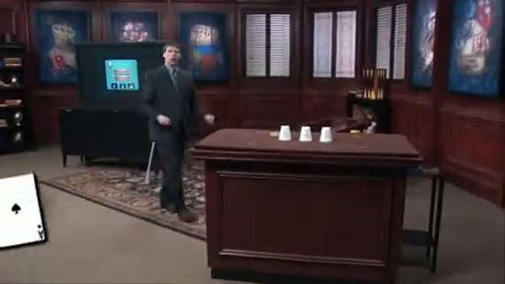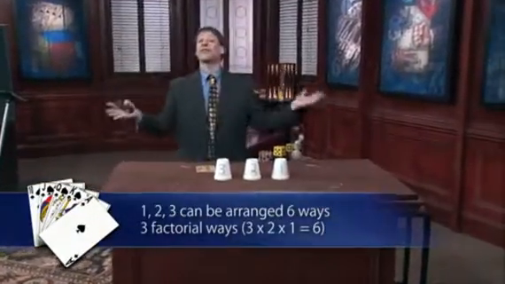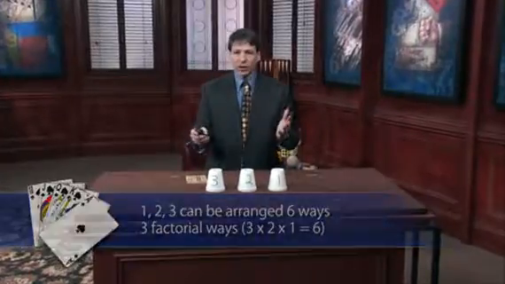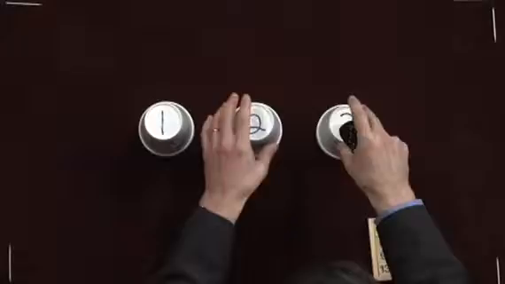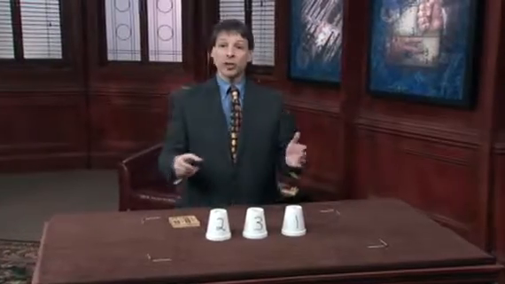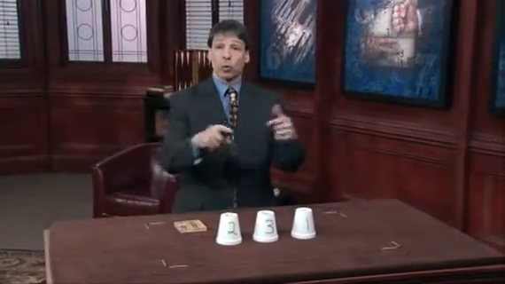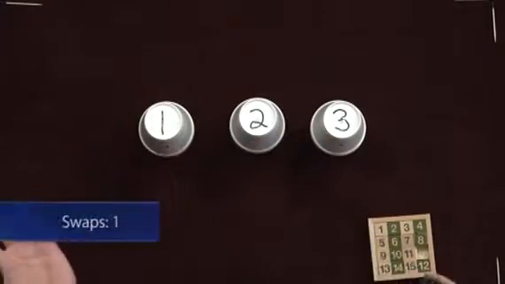The reason has to do with even and odd numbers. Let me explain. The numbers 1, 2, and 3 can be arranged in 6 ways, right? 3 factorial ways. So I have the cups here, 1, 2, 3. Let's look at the arrangement 1, 3, 2, like so. Notice that we can bring it back to the original order by performing one swap, right? I go from 1, 3, 2 to 1, 2, 3 in one swap.